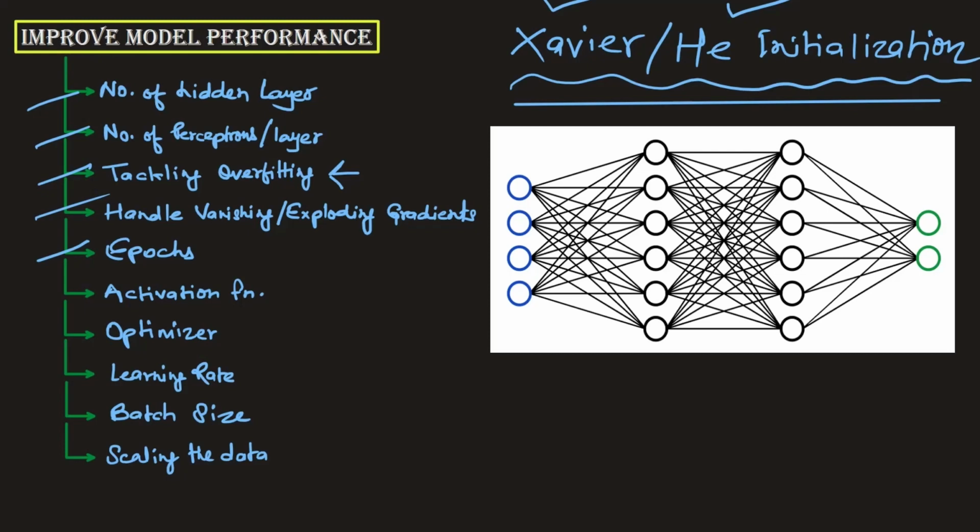Doing too many epochs is also not a good idea, and this is why you will use methods like early stopping that we have discussed previously in the lecture on tackling overfitting. So please keep this one into consideration as well.